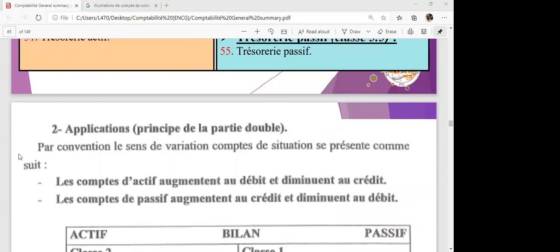So, another application, le principe de la partie double. Par convention, le sens de la variation des comptes de la situation se présente comme suit. The first one says, le compte d'actif augmente au débit et diminue au crédit. The sense in this is that if an account is a debited account by its nature, it increases by debiting it more. Reason being, when you debit it more, the amount will fall on the same side as the figures that were already present.